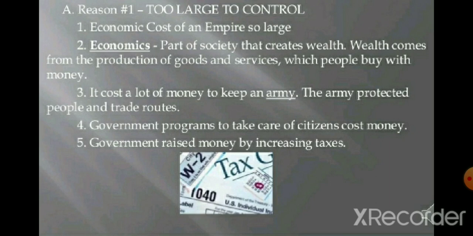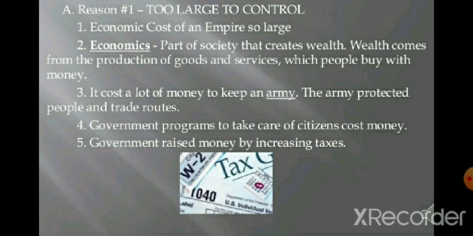The economic cost of an empire so large was also high. Economics means the part of a society that creates wealth. Wealth comes from the production of goods and services which people buy with money. And it cost a lot of money to keep an army. The army protected people and trade routes.